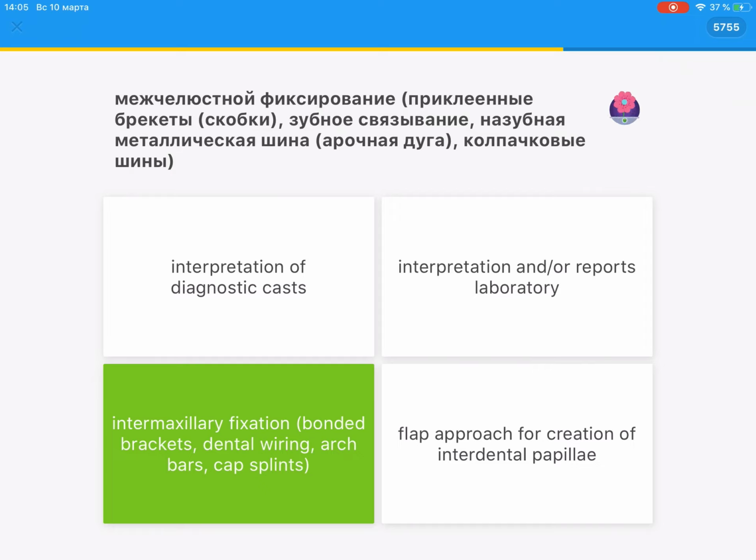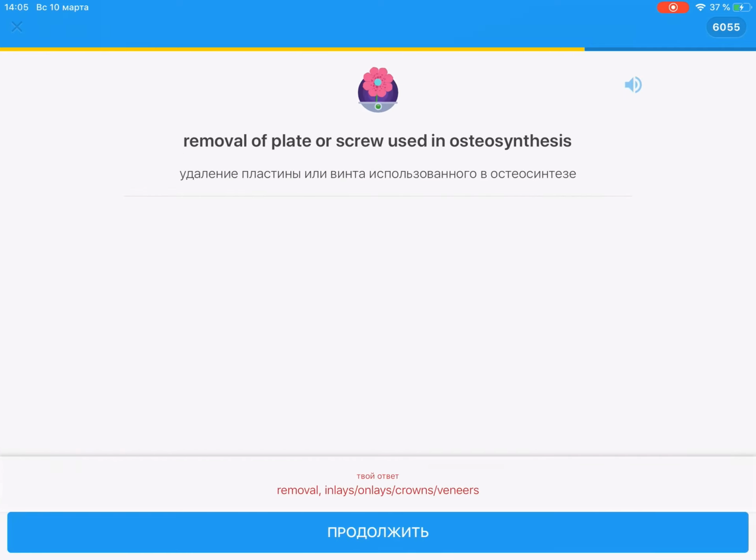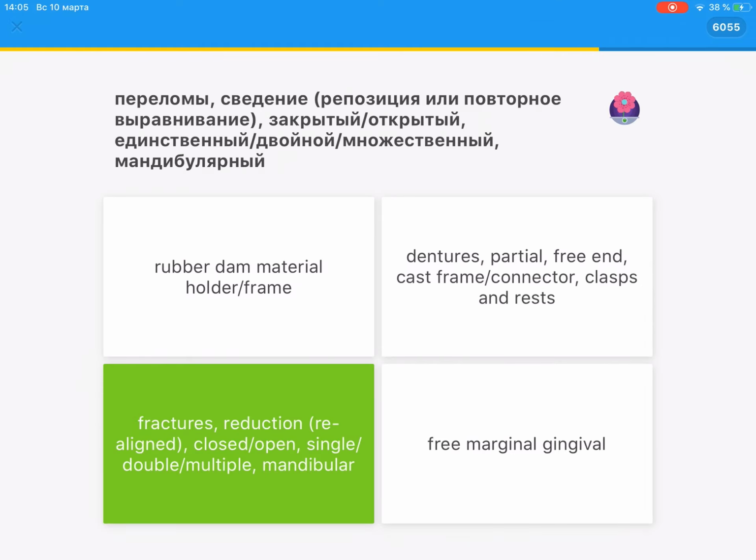intermaxillary fixation, bonded brackets, dental wiring, arch bars, cup splints, intermaxillary fixation with osteosynthesis, transosseous wiring, circumferential wiring, external pin fixation, bone clamps, transfixation. Removal of plate or screw used in osteosynthesis. Fractures, reduction, realign, closed, open, single, double, multiple, mandibular.